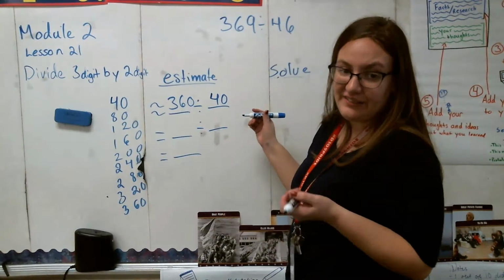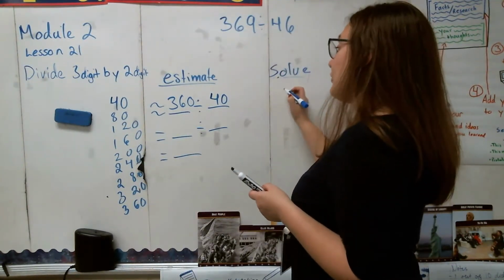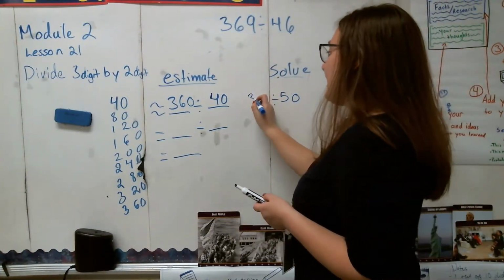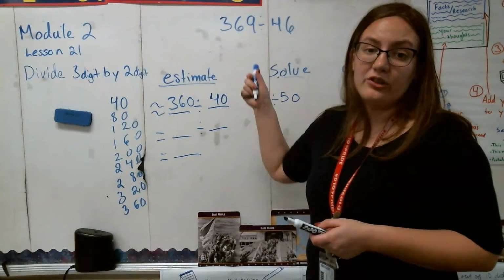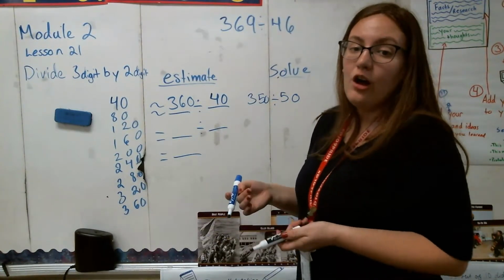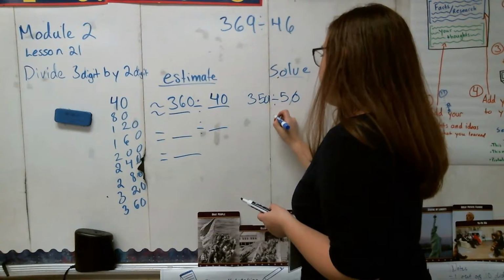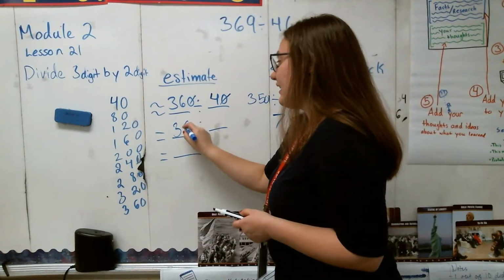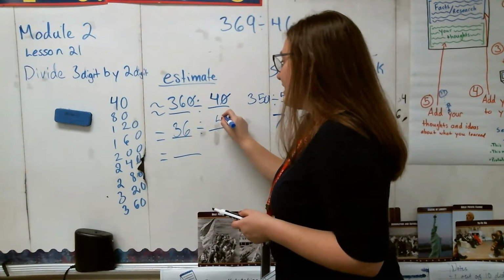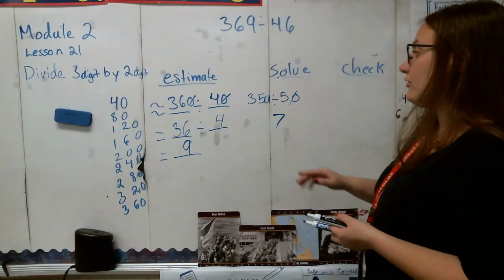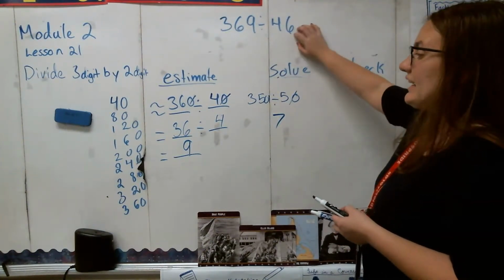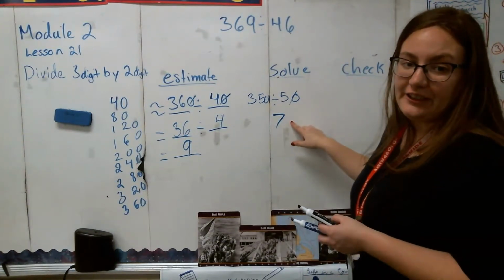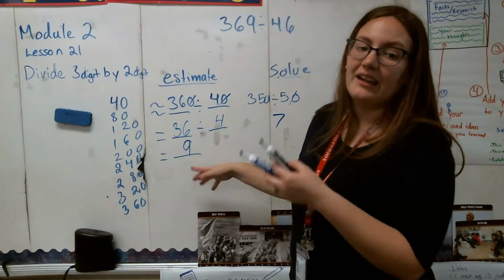Now another way that I could have estimated this is I could have rounded 46 up to 50 and thought about my multiples of 50, and 350 is really close to this 369. Either way, this one will give me an estimate of 7, and this one over here gives me an estimate of 9. So rounding my numbers in different ways, yes, I could round this up like I normally would, but then my estimate is very different from if I rounded this way, and now my estimate's 9.